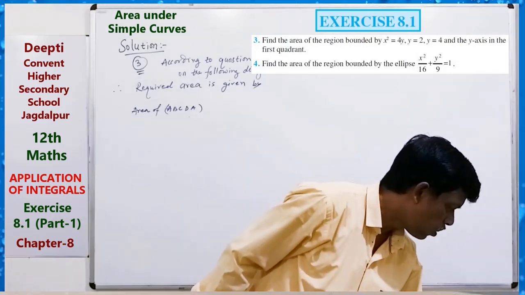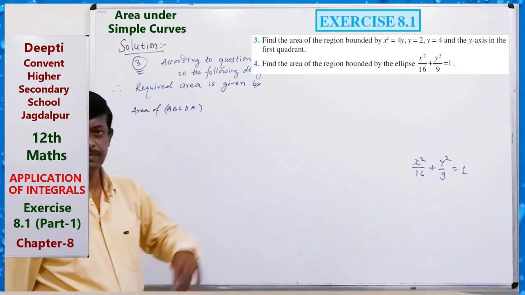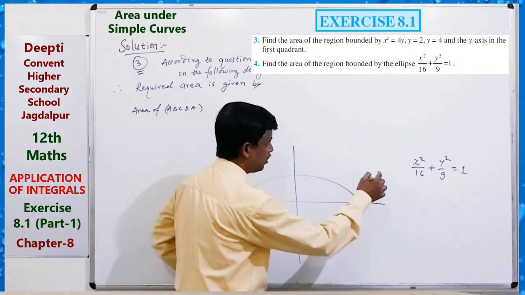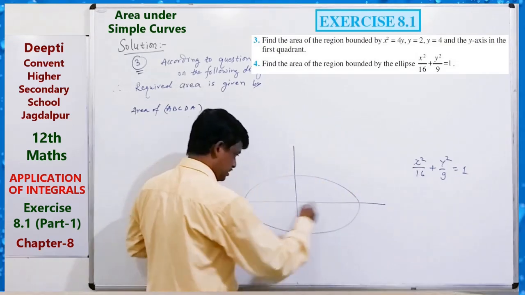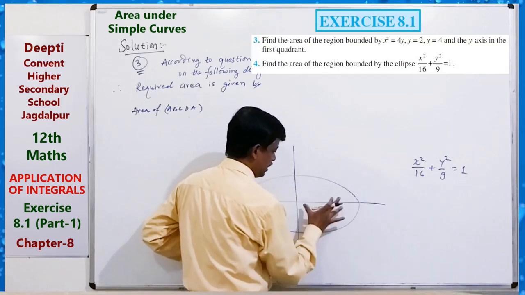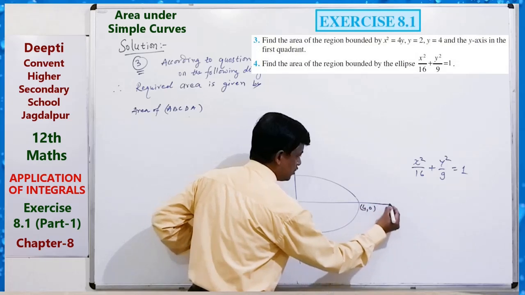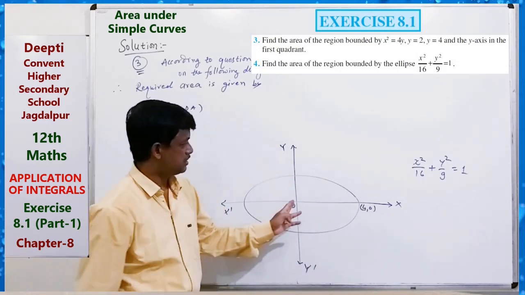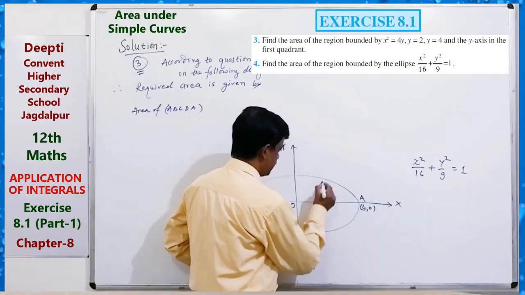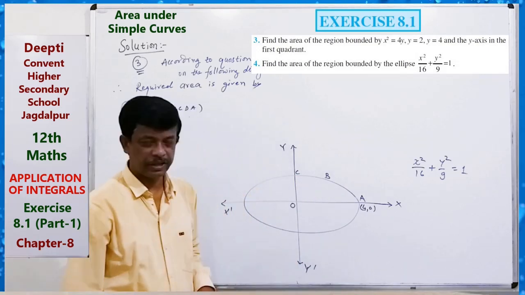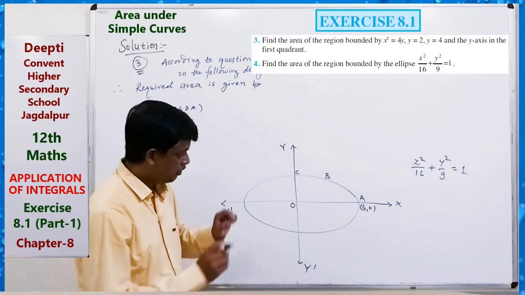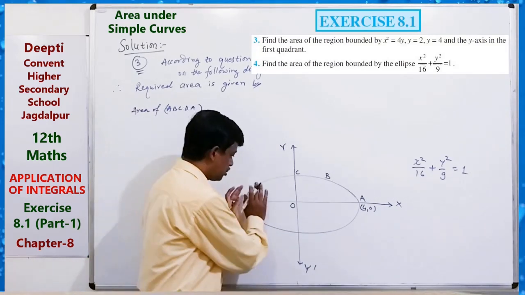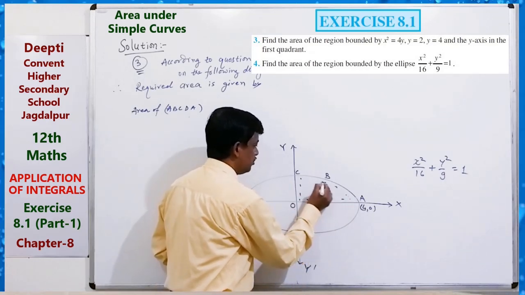So the area of the region bounded by this ellipse. We draw it like this. We know this ellipse is like this because a is the greater value, so this length is a square, a is 4. X axis, Y axis, X dash, Y dash, and O is the origin. This is the ellipse, A, B, C, O. We have to find the complete region, the area of the complete region bounded by the ellipse.